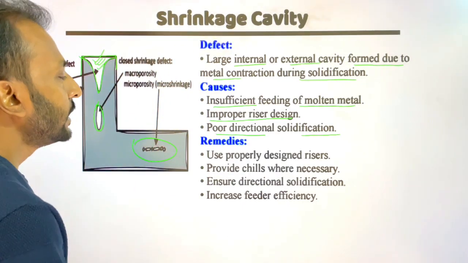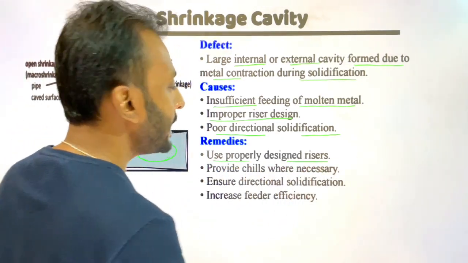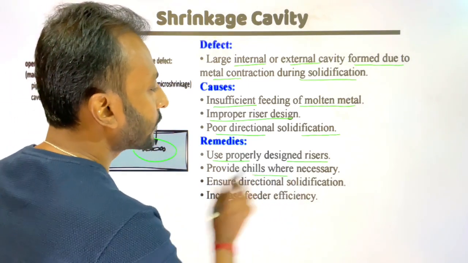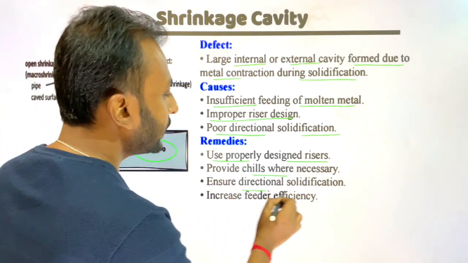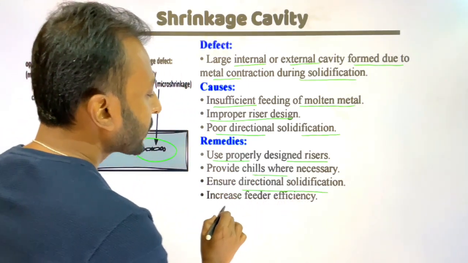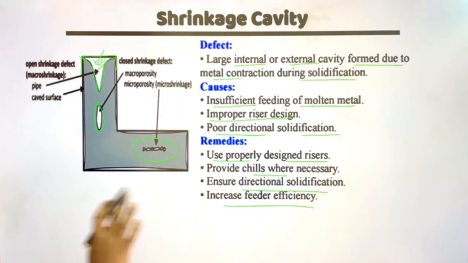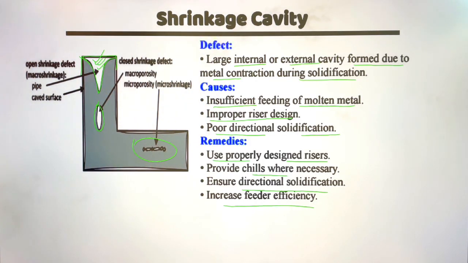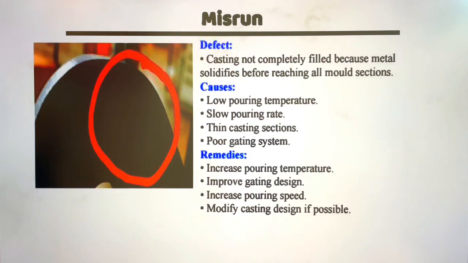So what are the remedies? Use properly designed risers, provide chills where necessary, ensure directional solidification and increase feeder efficiency. So these are the remedies of shrinkage cavity. So what is the next one? The next one is misrun.